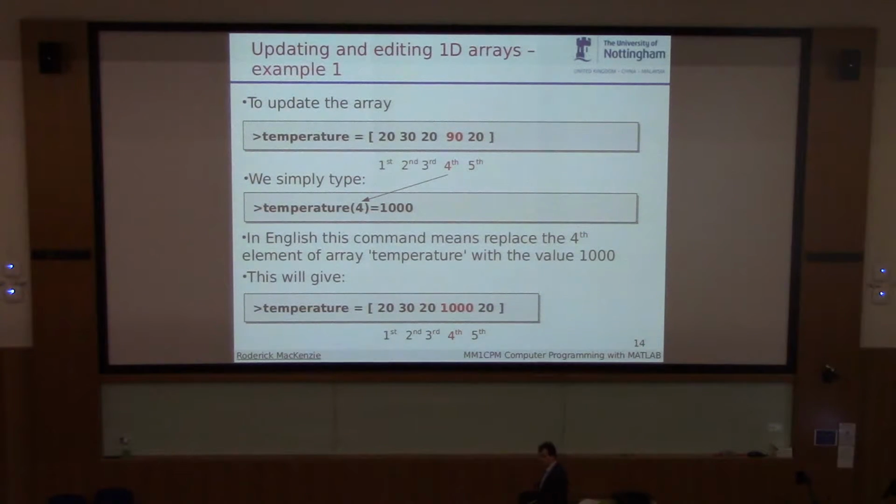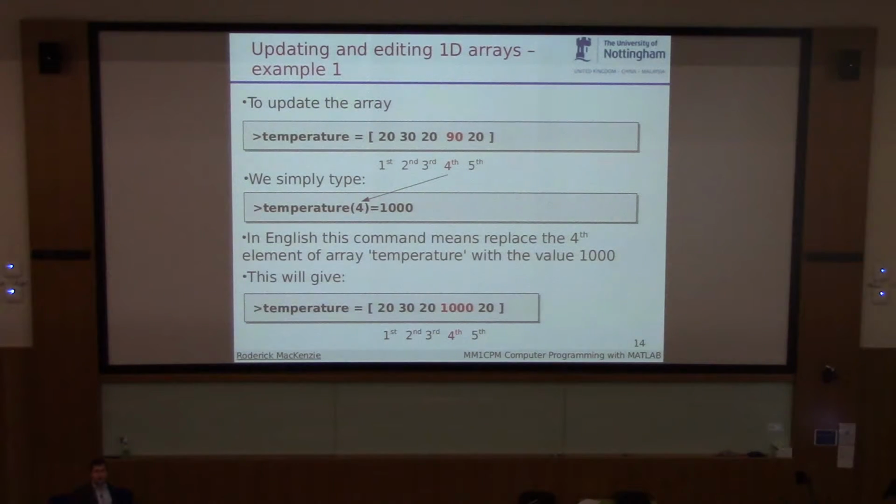Firstly, we've got to remember what I told you last week about how arrays are indexed. So if we look at this array here, 20, 30, 20, 90, 20, each element in this array has an index. And the very first element is at position 1. This is at position 2, position 3, position 4, position 5. So the index always starts off at 1 and then goes to the number of elements in the array. It's pretty simple.